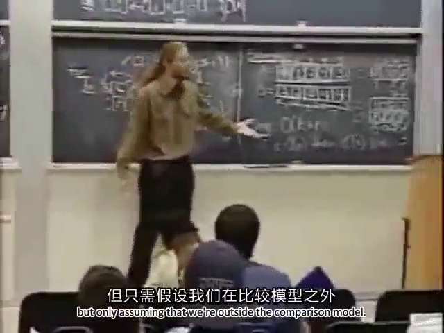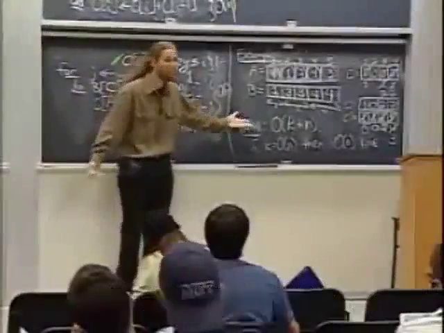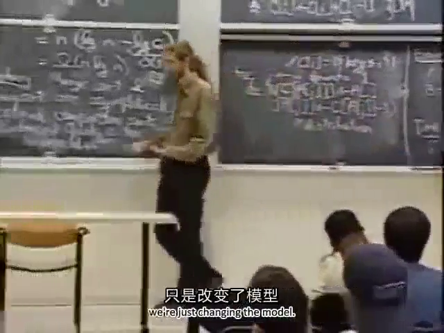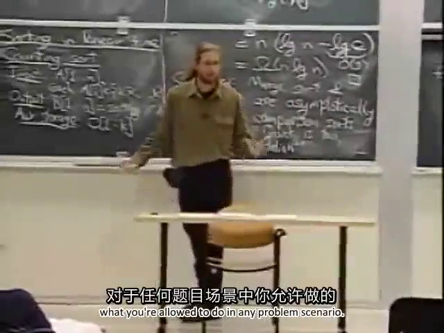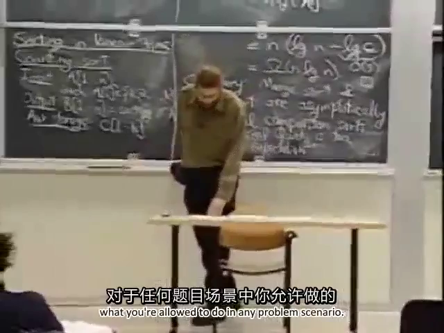we've beaten our bound, but only assuming that we're outside the comparison model, so we haven't really contradicted the original theorem. We're just changing the model. And it's always good to question what you're allowed to do in any problem scenario.